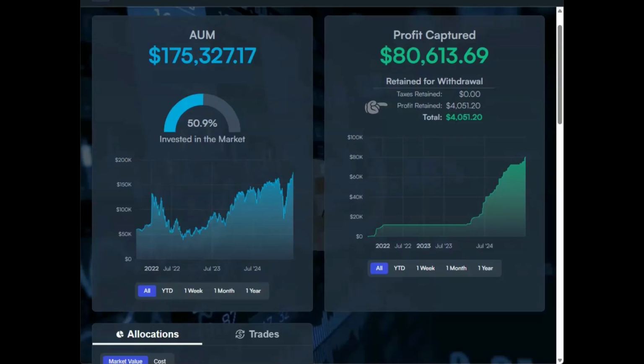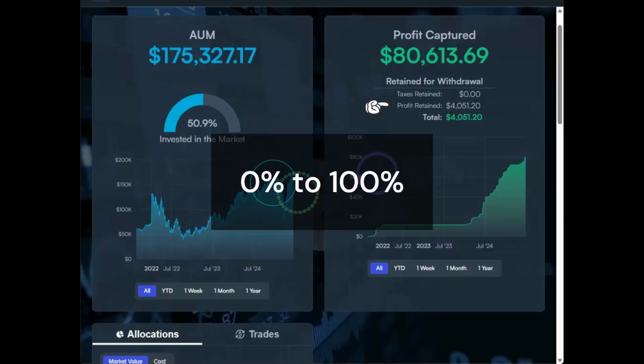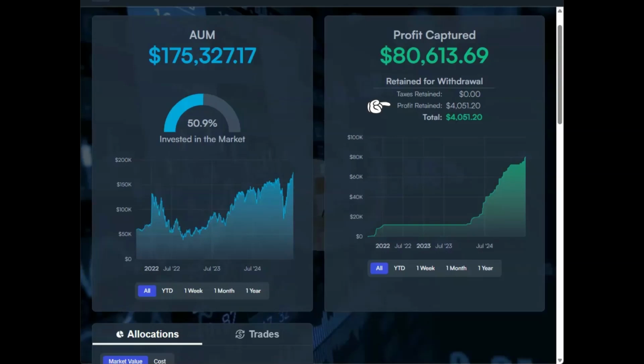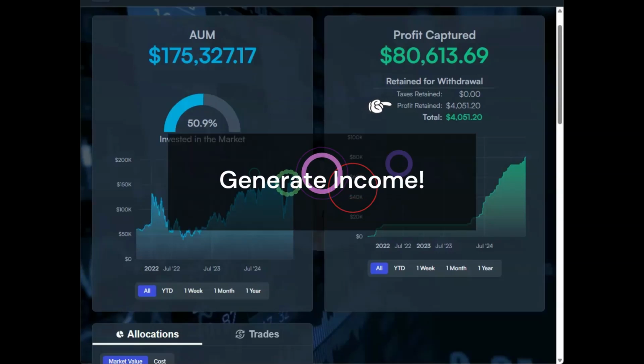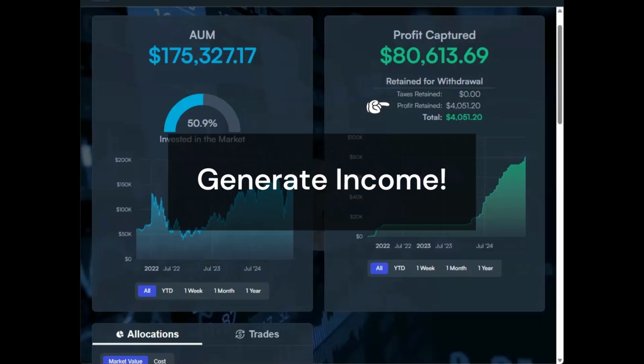Underneath this is profit retained. This is your opportunity to retain some of the profits for yourself as a means to augment your own income. This can be set anywhere between 0 and 100%. Whatever profits aren't retained will be automatically reinvested to compound growth. Retaining a portion of your profits is a neat way to generate some additional income for yourself while still compounding the growth of your account.